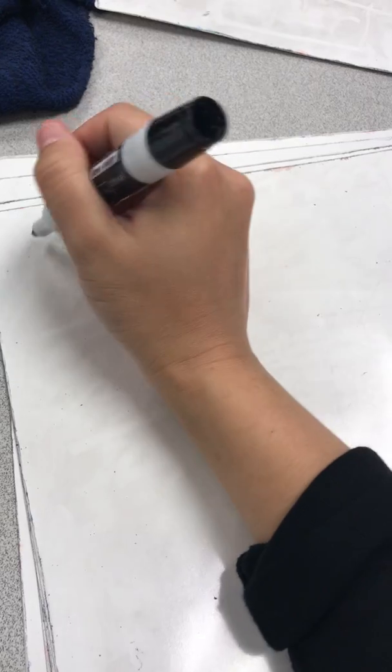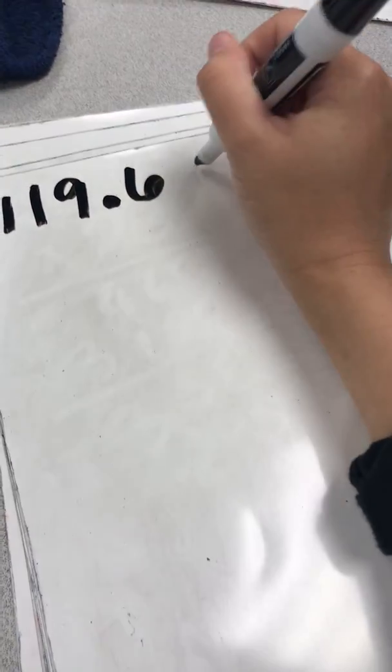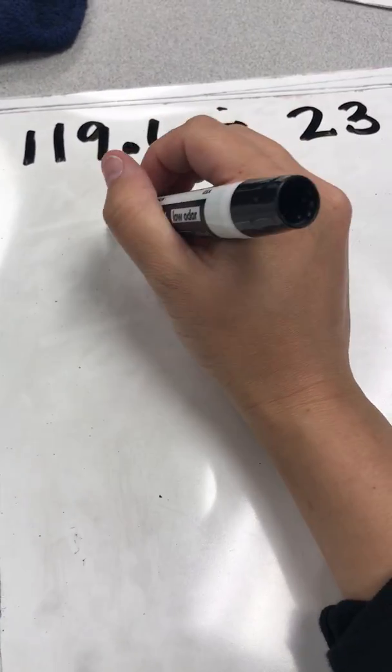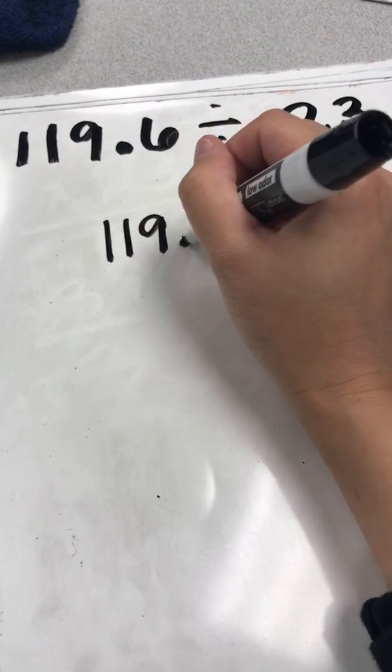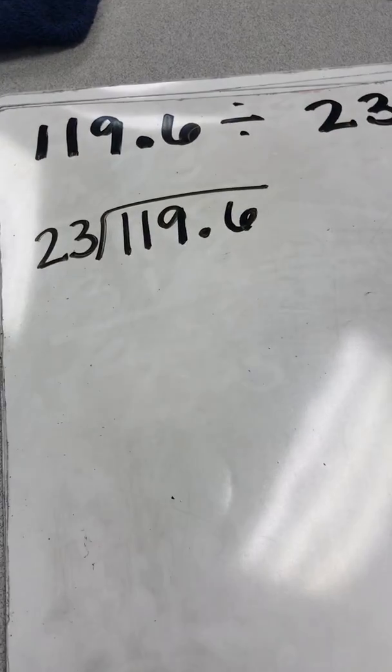Okay, let's look at another one. Let's say we have 119 and 6 tenths divided by 23. So now we have a bit of a larger number here. So my 119 and 6 tenths goes on the inside. My 23 goes on the outside.